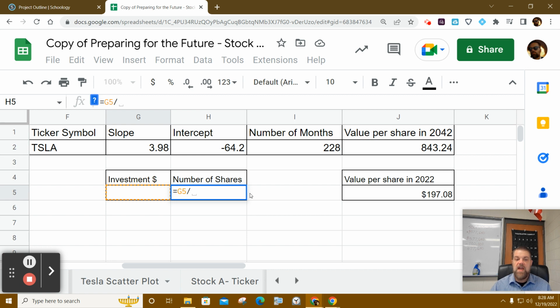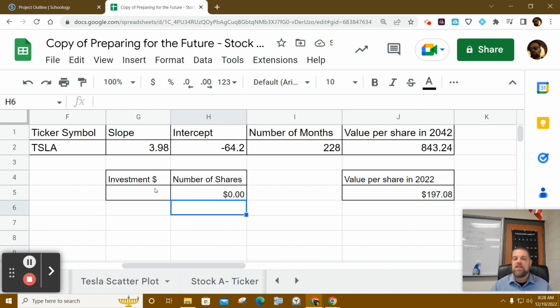Okay. And then divided by what? The value in 2022, which is in this box. Boom. After I've entered in the formula, how do I let the computer know that I'm done typing in the formula? Hit enter or return, depending on the computer. I hit enter. Right now it says 0.